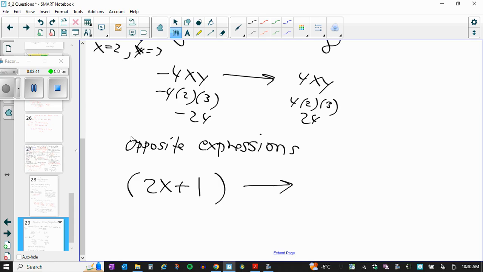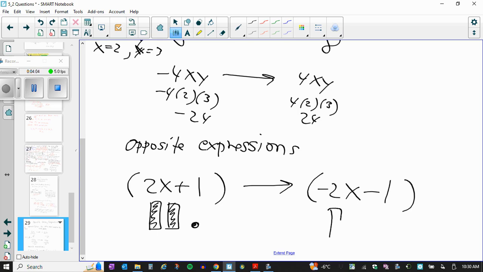I'll give you a hint. I'll draw it for you first. There's 2x, and there's a positive 1. What do you think its opposite expression is? Good. The opposite would be negative 2x minus 1, and that's the important part. Most people will say negative 2x plus 1, but it's negative 2x minus 1. Each of the terms has to be its opposite, right, in order for it to combine to make 0.